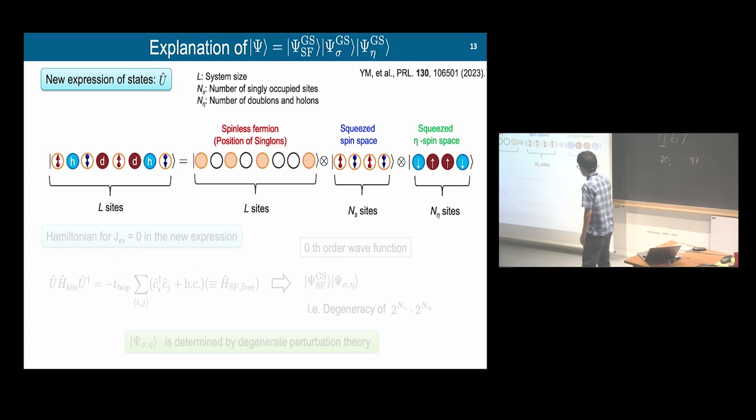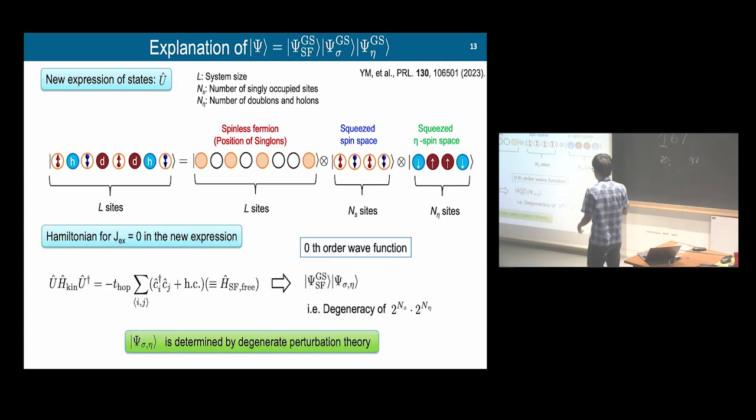The spinless fermion part is defined on the L sites with an N_s number of particles. And this part represents the position of the singly occupied sites in the original representation. The squeezed spin space is defined on the N_s sites, which represent the configuration of spins. And the squeezed eta spin space is defined on the N_eta sites, and it represents the configuration of the doublon and holon degrees of freedom. So after this, we can proceed.